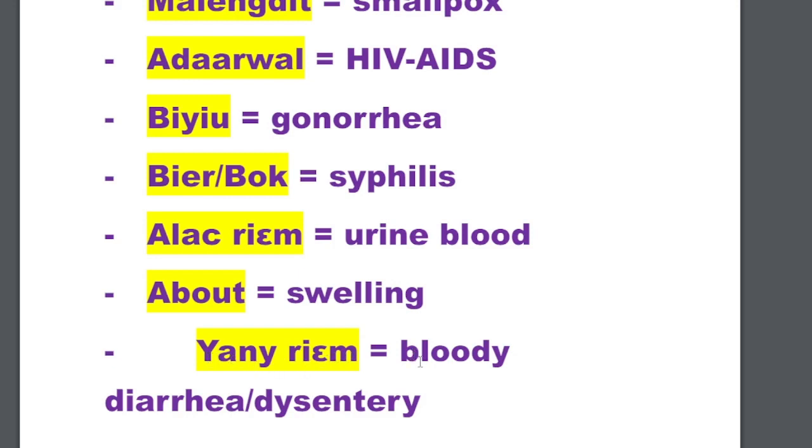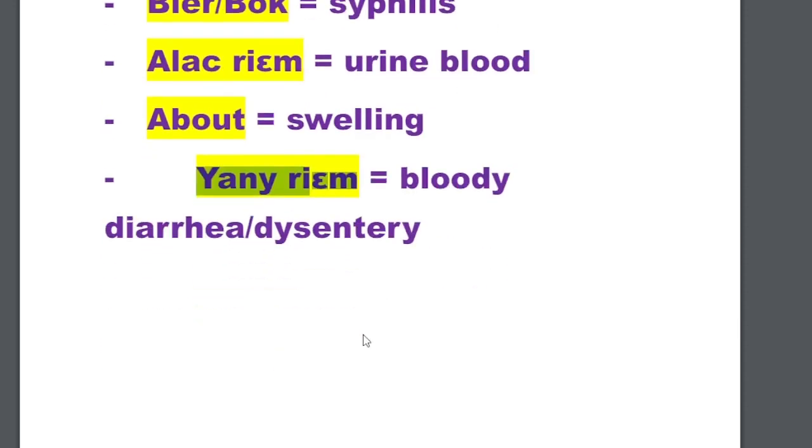Yan riem means bloody diarrhea, or simply you call it dysentery. When you are suffering from dysentery, your stool has blood. In Dinka we call it yan riem. Okay, okay, guys.